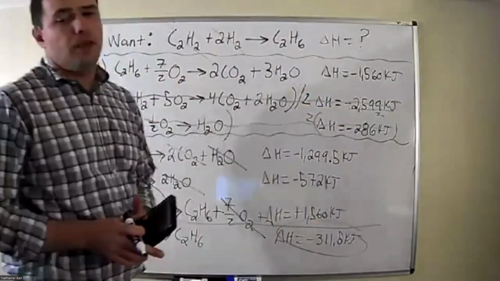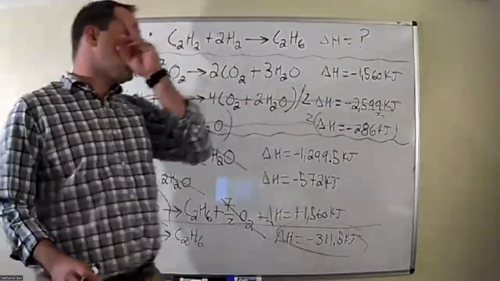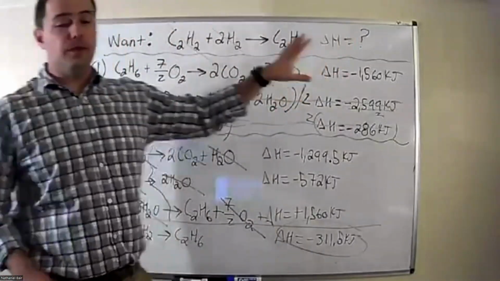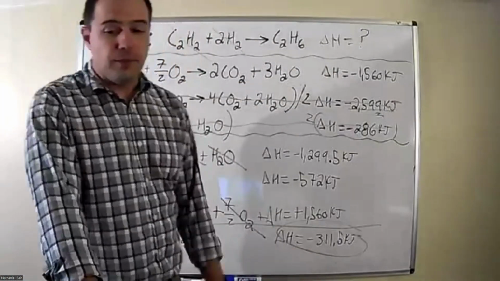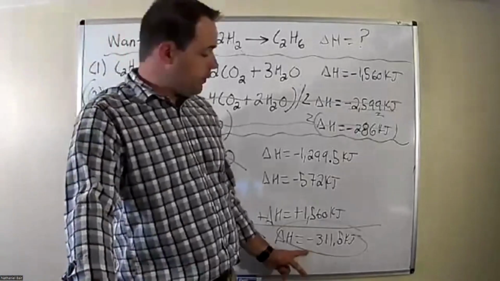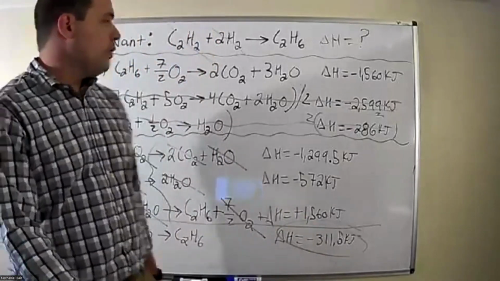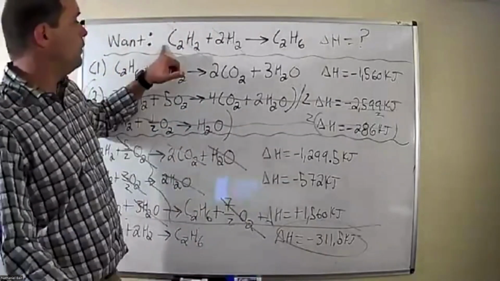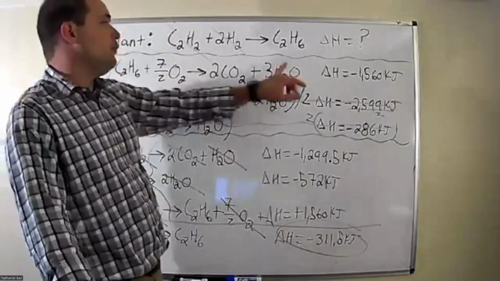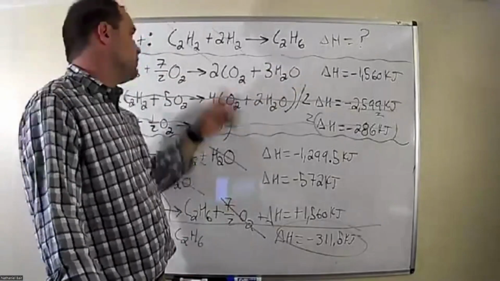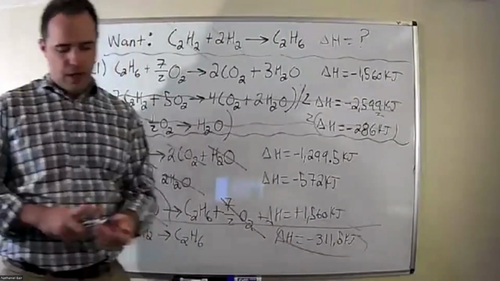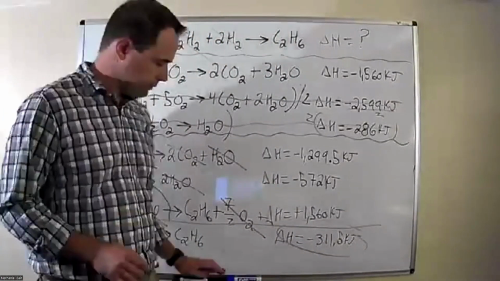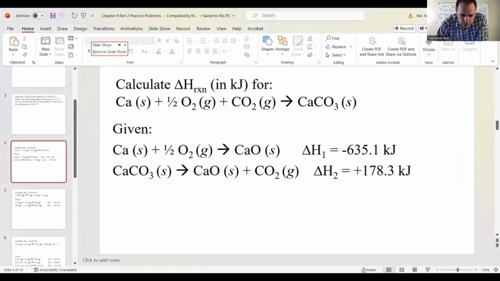What does that mean? That means if you did this synthesis reaction, this hydrogenation reaction of this alkyne, acetylene, it would release energy. It's going to release 311.5 kilojoules of energy per mole of reaction. So for every 1 mole of acetylene that goes in, for every 1 mole of ethane that comes out, and for every 2 moles of H2 that go in, you will release 311.5 kilojoules of energy, because it's a negative number. Woo!